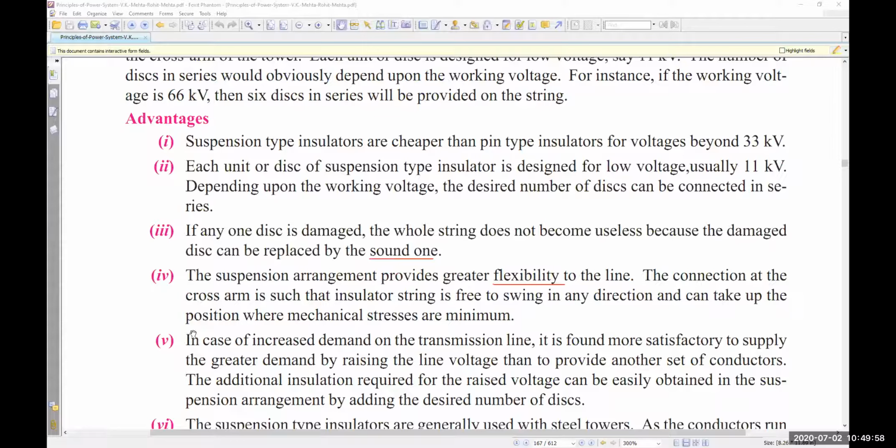Now the connection at the cross arm is such that the insulator string is free to swing in any direction, and can take up the position where the mechanical stresses are minimum. That means obviously if there is any vibration, if there is any swing, it will swing and take up the vibration and take the position where the mechanical stresses are minimum. That means if there is any vibration or any stress, they can adjust themselves instantly.